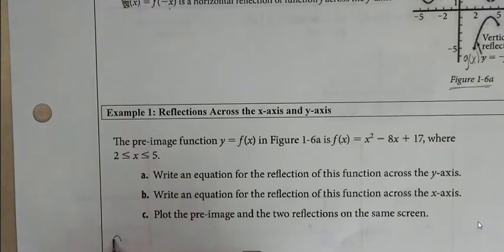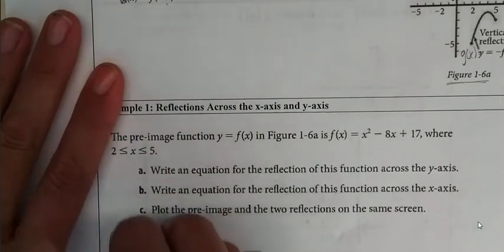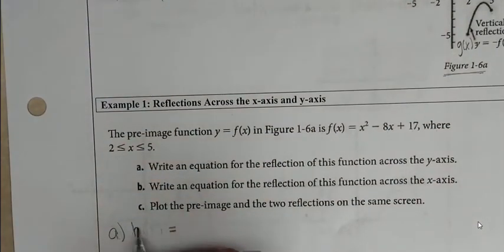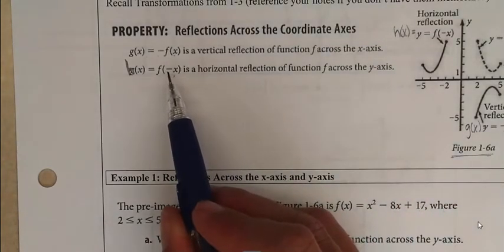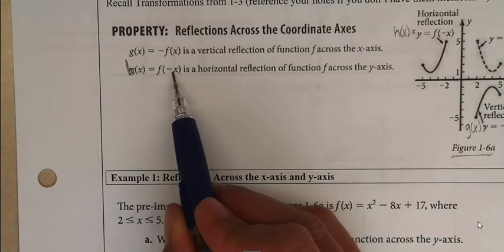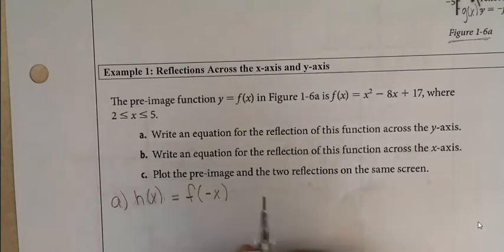For a, that reflection across the y-axis means that all of my inputs become the opposite of what they were. So originally, let's see, we're going to call this g of x. Oh, actually, up here we called it h of x, so let's call this one h of x. It's going to be a reflection across the y-axis. And here, when we had that reflection across the y-axis, we took the opposite input. So this is really going to be f of negative x, the opposite of the inputs.